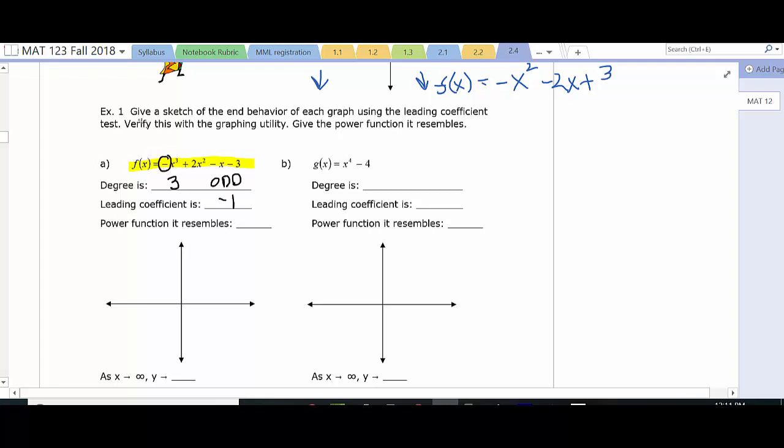So what it means is the power function it resembles is just f of x equals -x to the third. All those numbers past -x to the third don't impact how the graph goes at the endpoints. So this one would be the one that goes like this. So you go like that, and you go like that. Until you get that down, you can look that up. So that's how that endpoint would go.